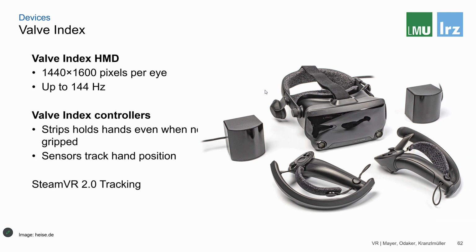The special thing about the Index is less the headset, which is a decent headset with SteamVR tracking. The interesting thing is the controllers. The Valve Index has special controllers that have these grips. And what you do is you grip the controllers and then you pull tight this strap. And that allows you to grab and release the controllers, and the strap holds it to your hands. And there are sensors in the grip that track your finger positions. So you can actually grab and release objects in VR using these controllers. So that allows for some interesting applications.